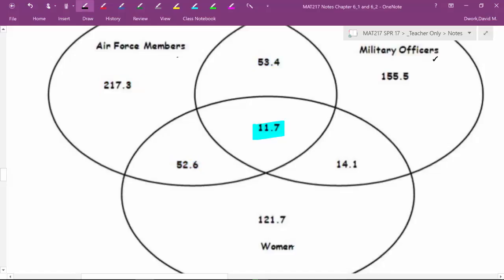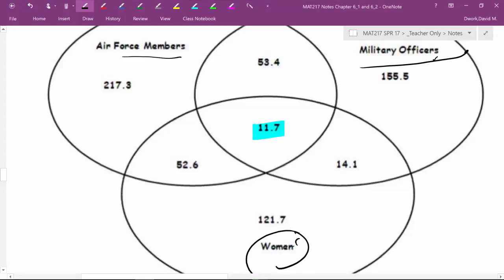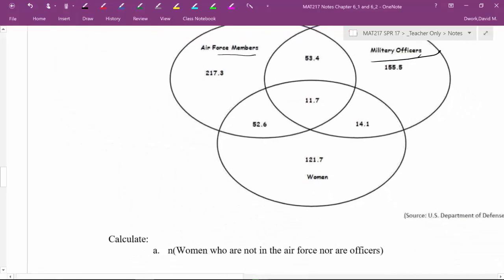For example, what is the meaning of the 11.7? Well, that means there are 11.7 thousand people in the Air Force who are military officers and are women, because they're inside all three bubbles. So that's how you read a Venn diagram. And just make sure you always talk about the complement. Make sure you always talk about what's not in the bubble. It's very important. A lot of information there.